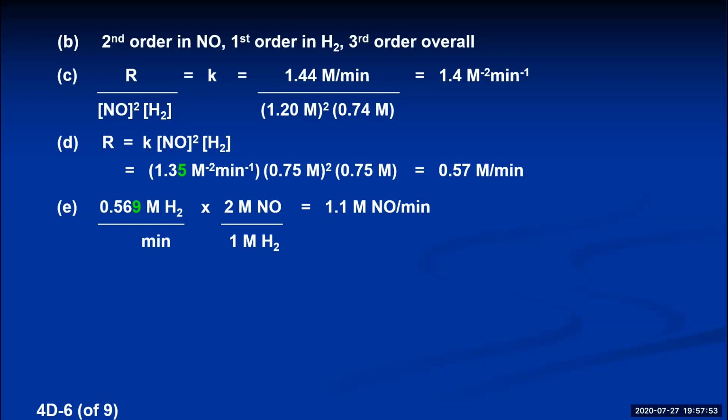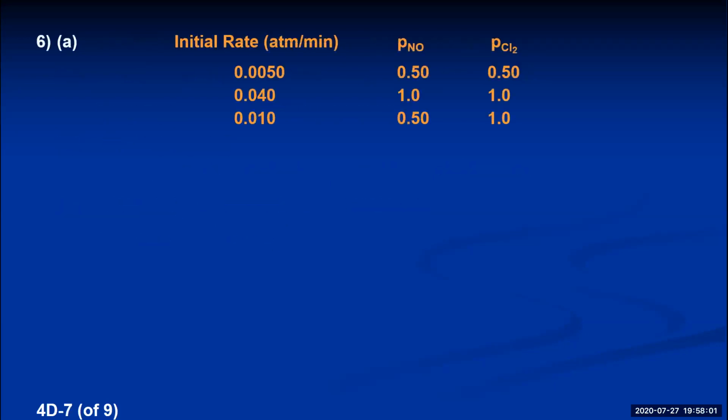Number 6, for the gas phase reaction 2NO plus Cl2 yields 2NOCl, the following data was presented and collected at the same temperature. So we're given 3 experiments where there have been 3 different initial rates measured with the initial pressures of NO and Cl2 given. And the point of this is they can give you molarities or they can give you pressures, and we can still calculate a rate law based upon that.